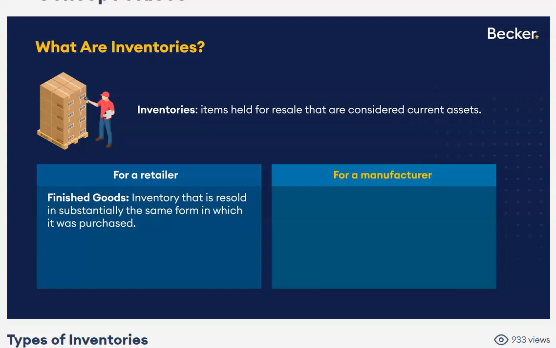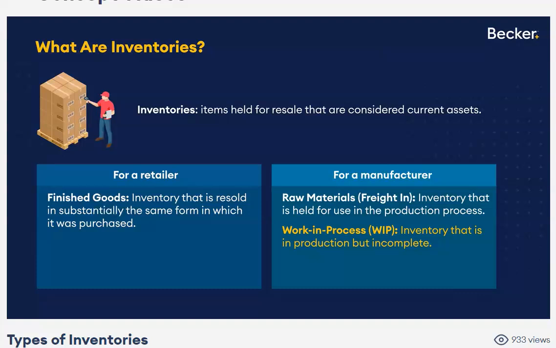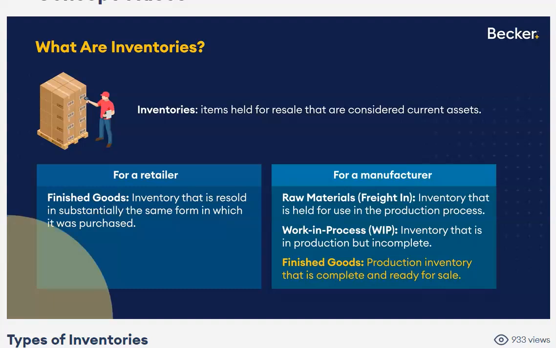Manufacturer, 3 stages of inventory. The raw material, which is going to include the freight in. Okay, so freight in is part of the cost of the material, not freight out. We know that's selling. Freight in minus any purchase discounts or whatever. So raw materials. Then your work in process, started but not yet completed, and then finished goods. We've completed them, and that inventory is ready for sale. Okay, so manufacturer is going to have 3 stages of inventory.